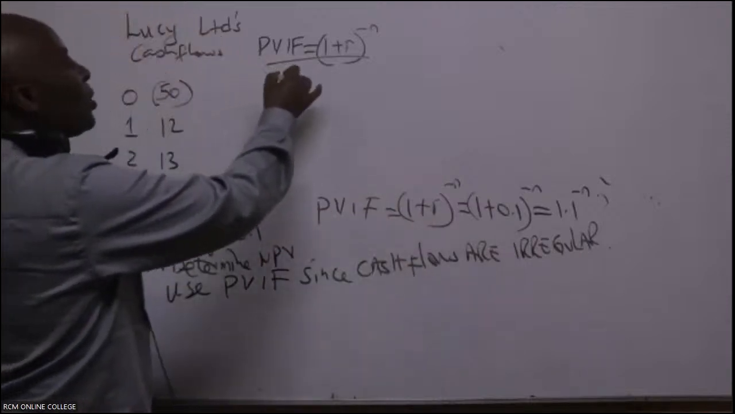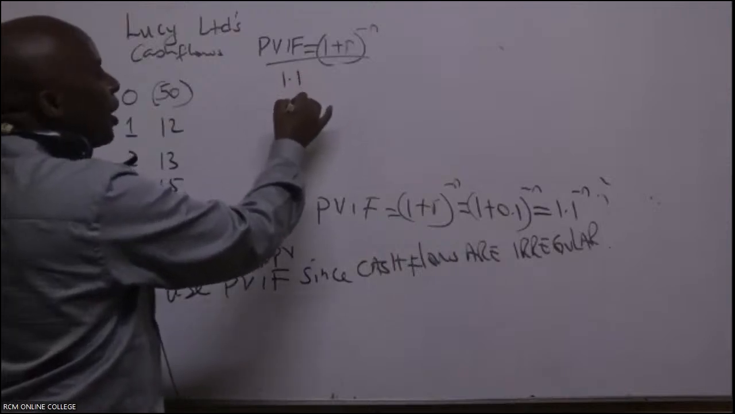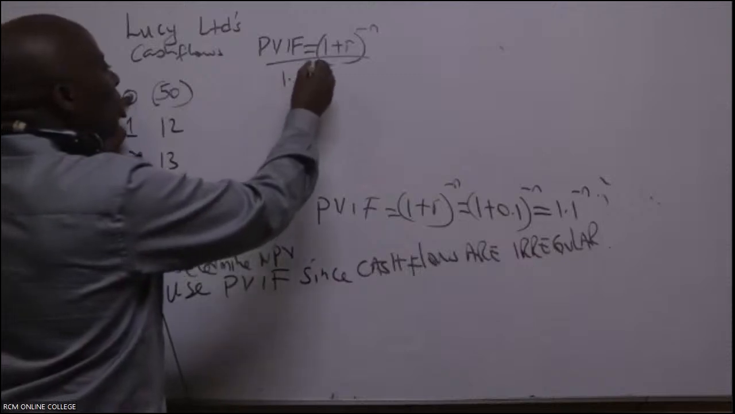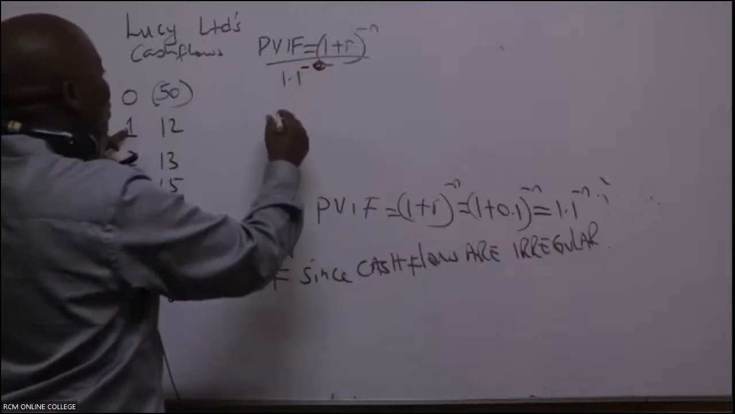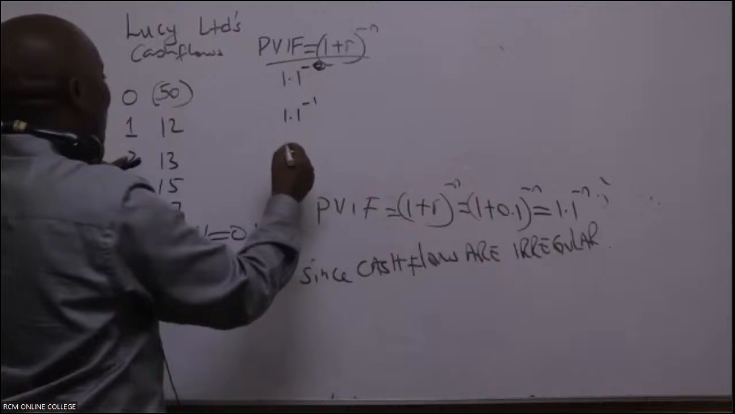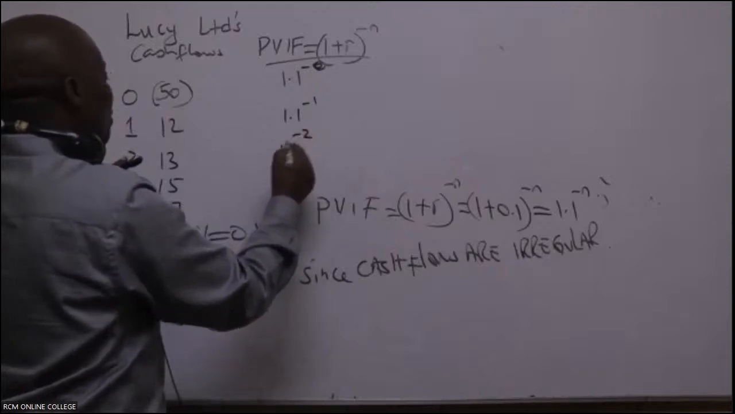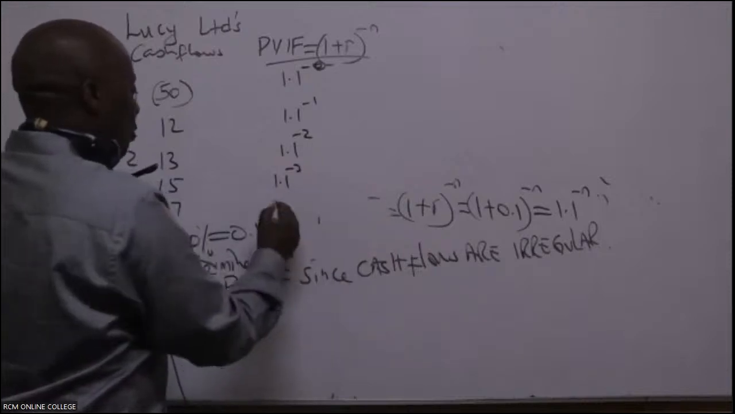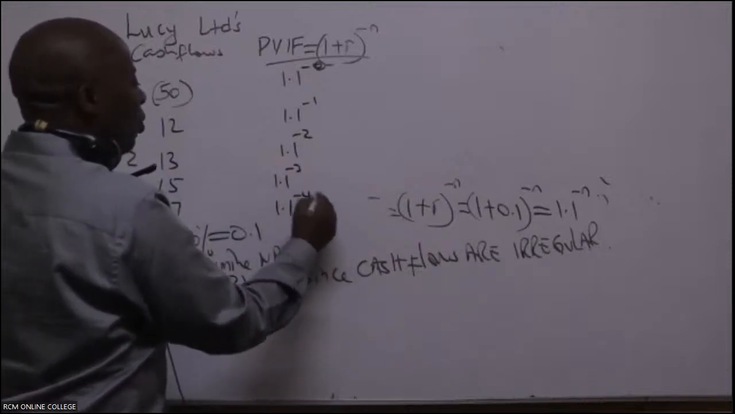n is normally the time period. So when I talk of 1.1 here, the time period here is 0, so 1.1 raised to 0. Here I will talk of 1.1 raised to negative 1. Here we'll talk of 1.1 raised to negative 2, 1.1 raised to negative 3, and here 1.1 raised to negative 4.